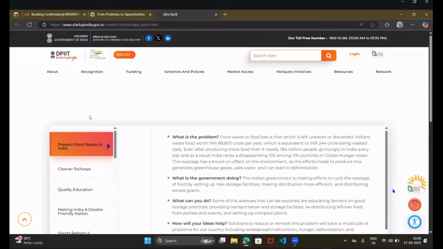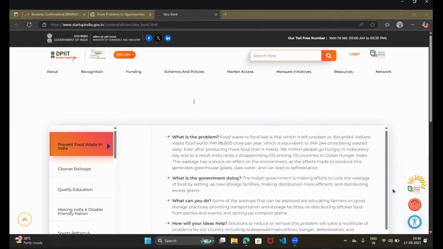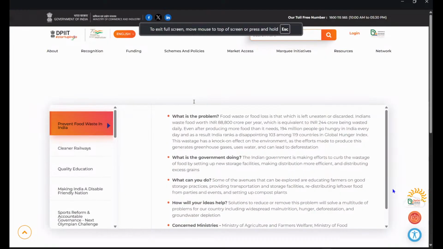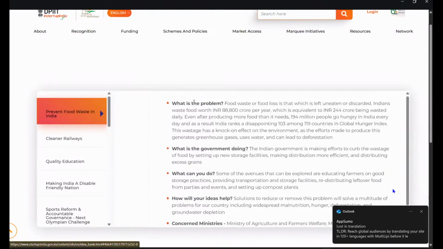As we can see, we are wasting food worth 88,800 crores. Just imagine, if you are getting your food for 50 rupees a plate, how many plates are getting wasted? How many people are really sleeping hungry? This is one of the stats that we should really focus on.